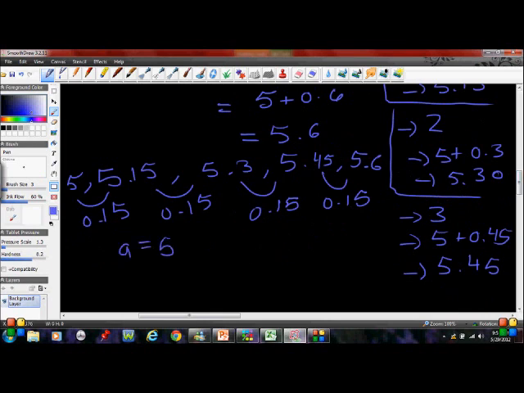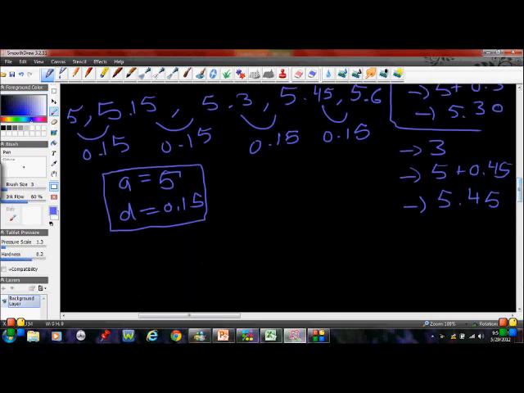5. We have a d value. D value is what? 0.15. Okay, sorry about that little pause. So you have an a value of 5 and a d value of 0.15, right? So let's relate these values now to an arithmetic sequence. So to simple interest.